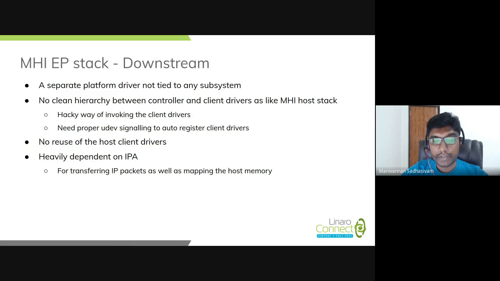Also, it doesn't reuse the existing host client drivers. Instead, it uses a separate client driver for the endpoint. And finally, it heavily depends on IPA for two things. One is for transferring the IP packets from the modem, and the other one is for mapping the host memory. The host memory needs to be mapped in the endpoint device for implementing the MHI functionality.